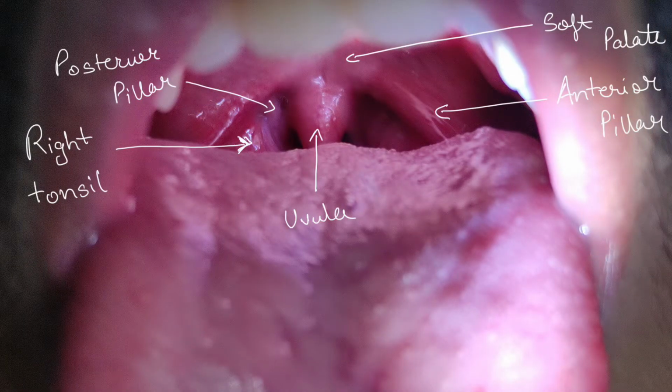Inspect the soft palate, anterior and posterior pillars, uvula, tonsils, and pharynx. Note their color and symmetry and look for exudate, swelling, ulceration, or tonsillar enlargement.